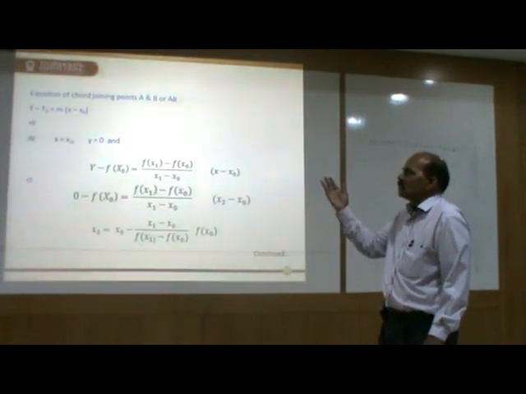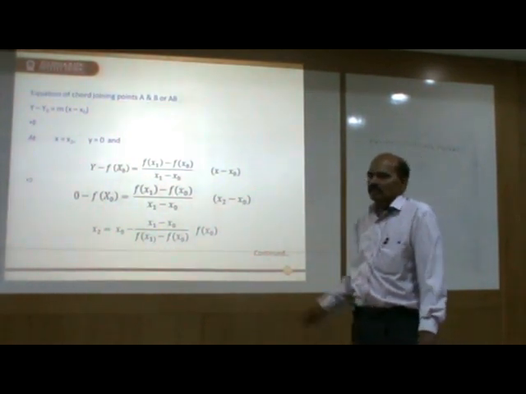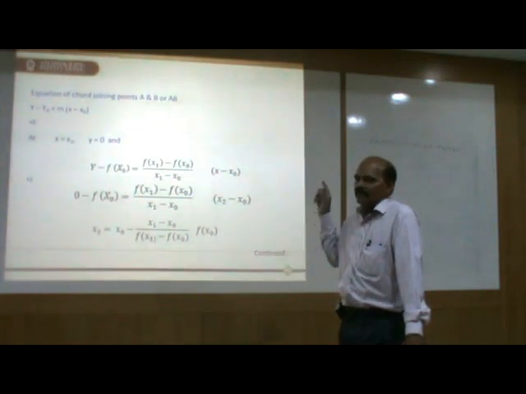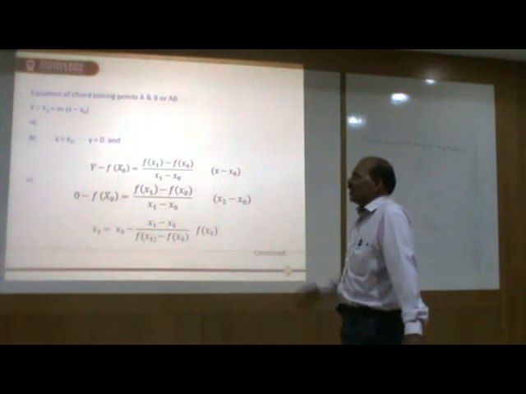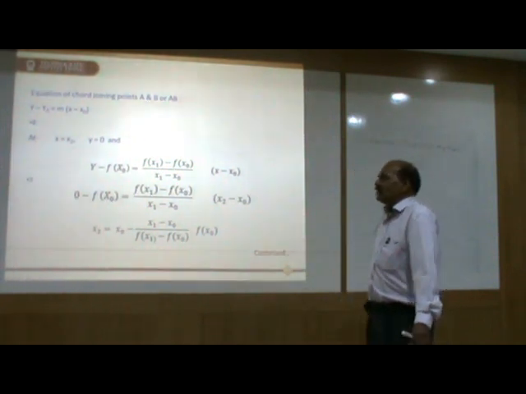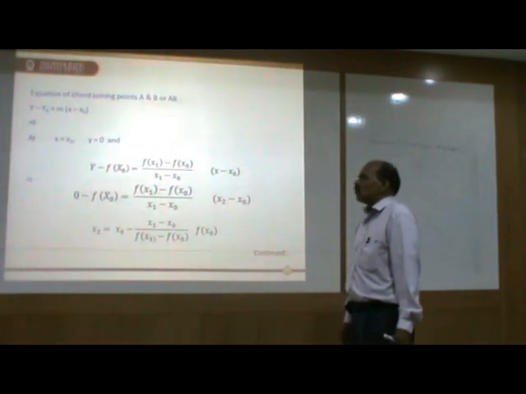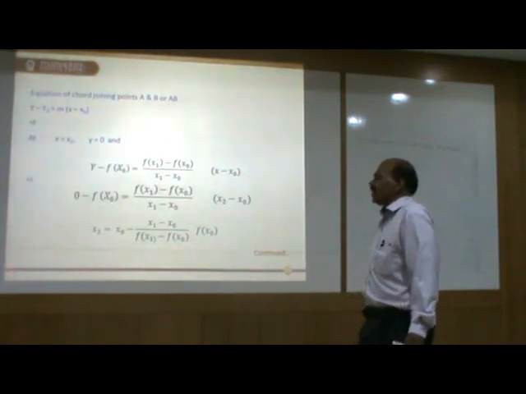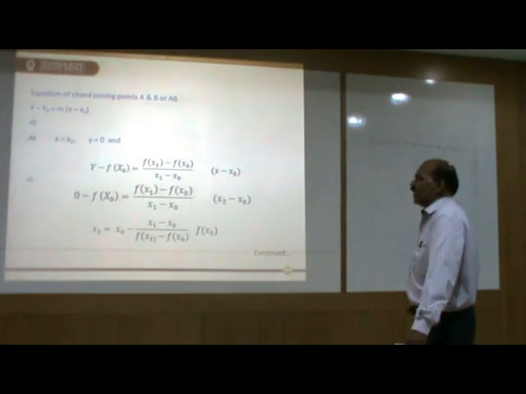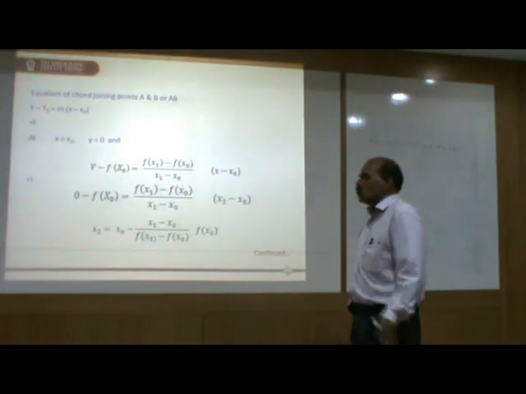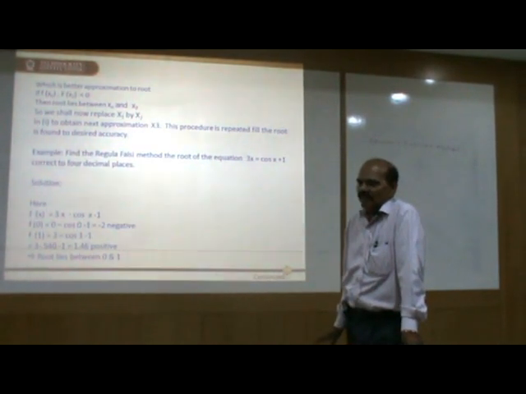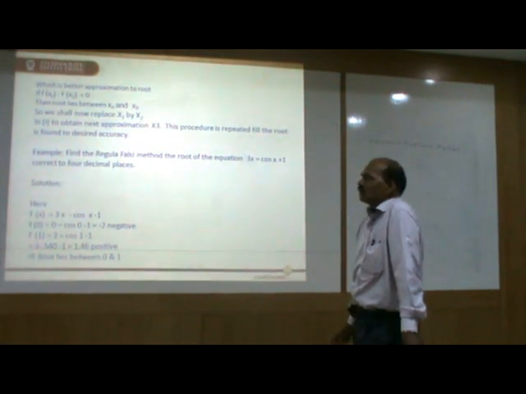So I have found the equation of chord AB. The equation of chord is nothing but the equation of a straight line, y minus y0 is equal to slope into x minus x0. Now at x is equal to x2, in the figure which I have already shown, y will be equal to 0. And putting the value of y is equal to 0 in the equation of chord, the formula comes out to be x2 is equal to x0 minus (x1 minus x0) upon (f of x1 minus f of x0) into f of x0. So this is the formula for finding the solution by using the regula-falsi method.